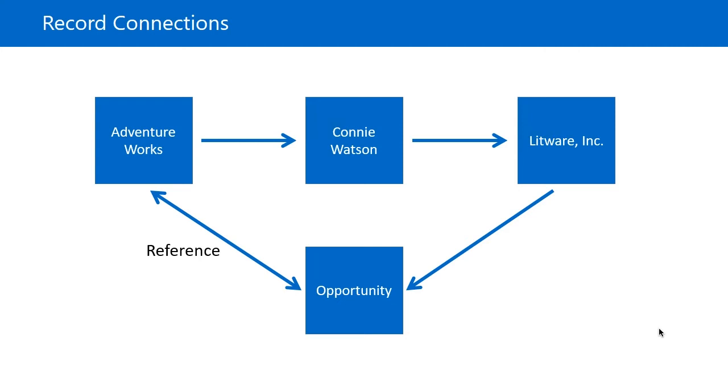Additionally, another way that connections can be used in the sales process is to identify stakeholders and influencers for a particular company, opportunity, lead, or practically any record within the system itself. And within Microsoft Dynamics 365, we would call these relationships record connections.